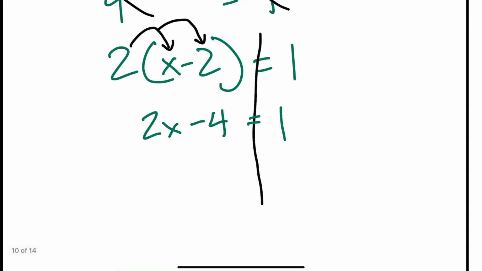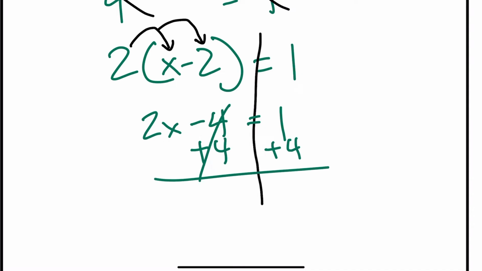Okay, cool. Still solving. I need to get x by itself. So I see that this minus 4 is in my way first. So minus 4, to get rid of that, we're going to add 4. So that is going to become a 0. I am left with 2x equals 1 plus 4. That is 5.